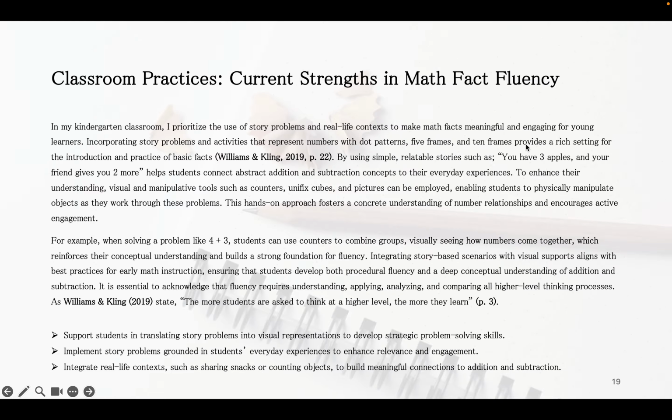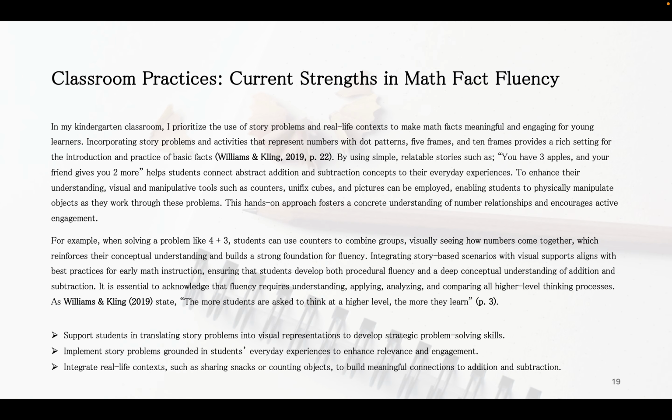Classroom practices: current strengths in my math fluency. In my kindergarten classroom, I really prioritize right now the use of story problems in real life contexts to make math facts meaningful and engaging for my young learners. Incorporating story problems and activities that represent numbers with dot patterns, five frames, and ten frames provides a really rich setting for instruction and practice for basic math facts.